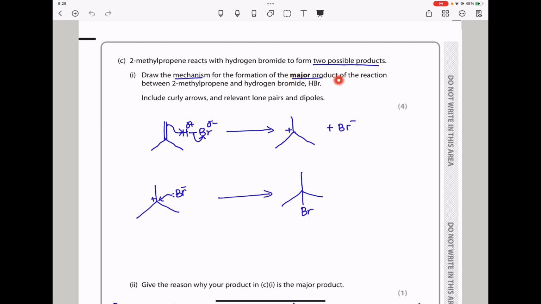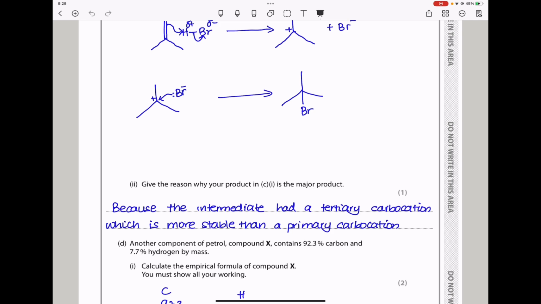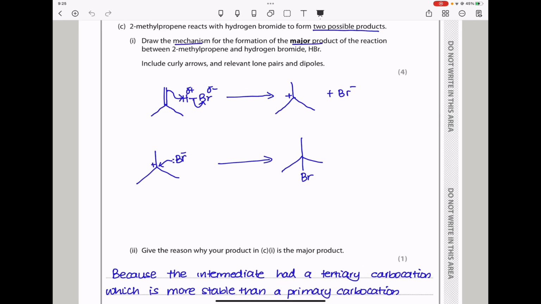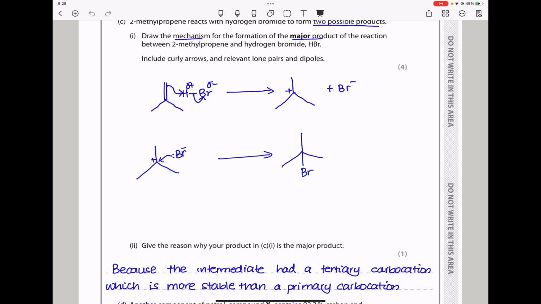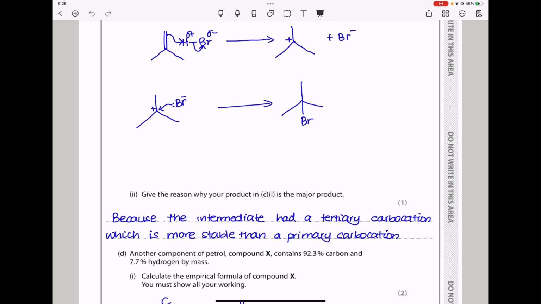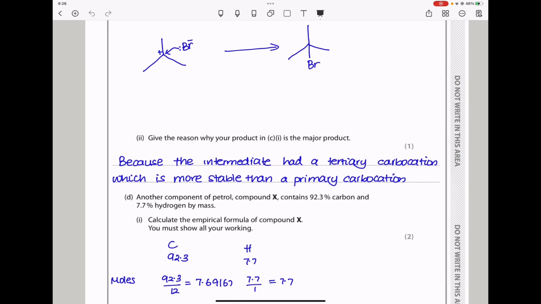And since they wanted us to form the major product, these had to become the carbocation so that we create a tertiary carbocation. In the next step, this carbon is going to gain a Br minus. Remember, you have to position the lone pair as well as the negative here as this one comes, and then we form my product, which is here. The next part they say, give a reason why your product in C1 is the major product. This is easy. The mechanism that led to the formation of this product went through formation of a tertiary carbocation. If the carbocation was here, it would have been primary and it would be less stable. We know a tertiary carbocation is more stable than a primary carbocation. So I said, because the intermediate had a tertiary carbocation which is more stable than a primary carbocation.